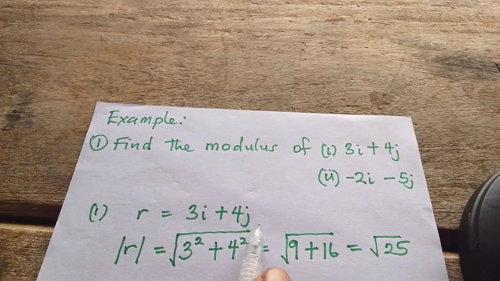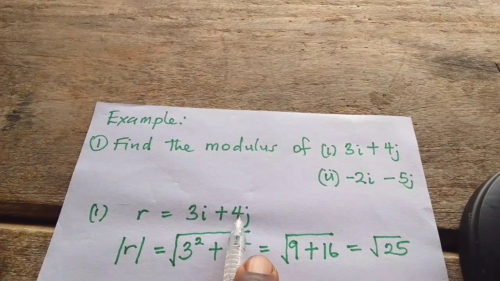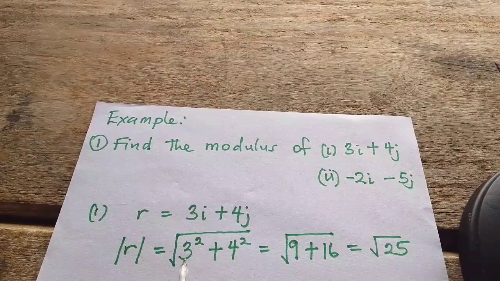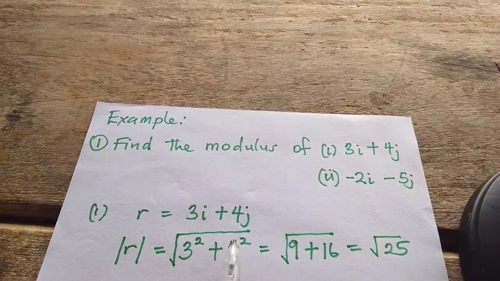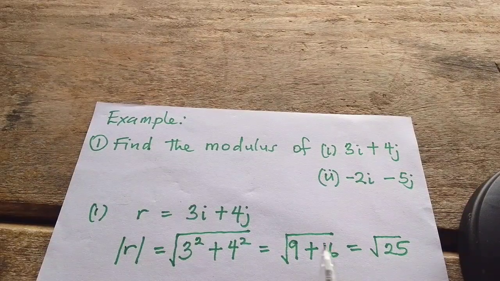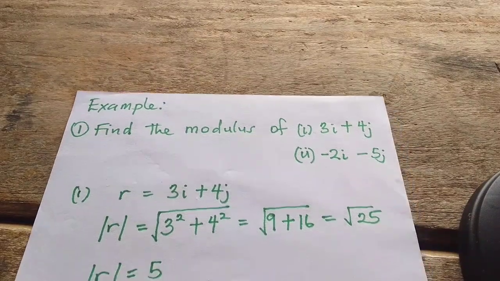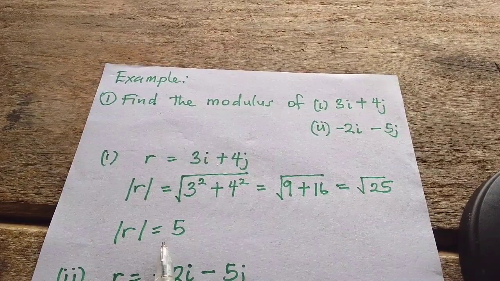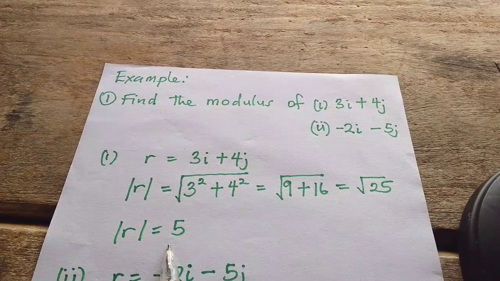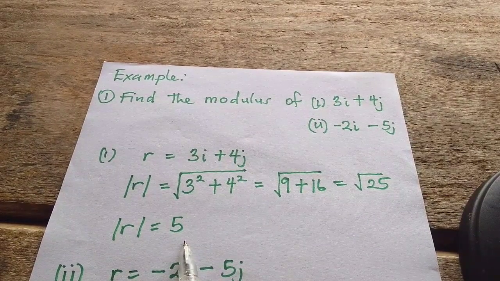So the square root of the square of this x component plus the square of this y component, so that is 3 squared plus 4 squared. The square of 3 is 9 plus the square of 4, which is 16. Then find the square root. The square root of 9 plus 16 is 25. The square root of 25 gives us 5. So the modulus or magnitude of this vector is 5.